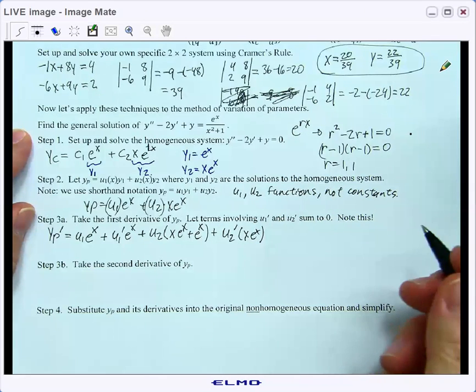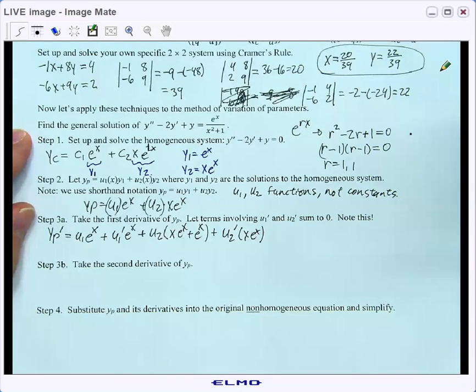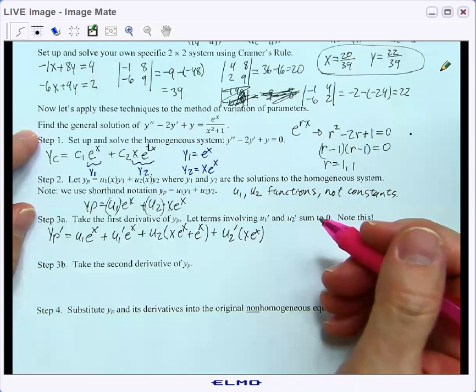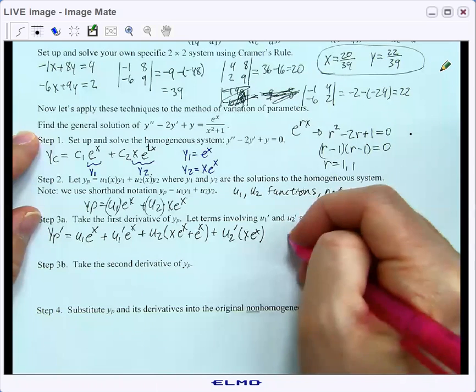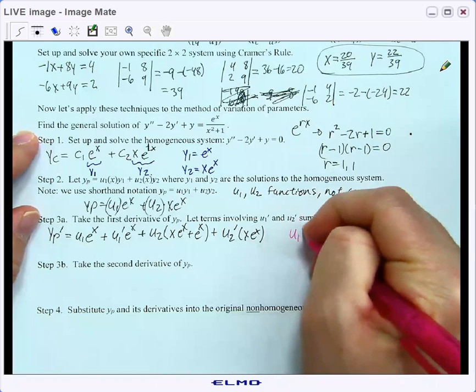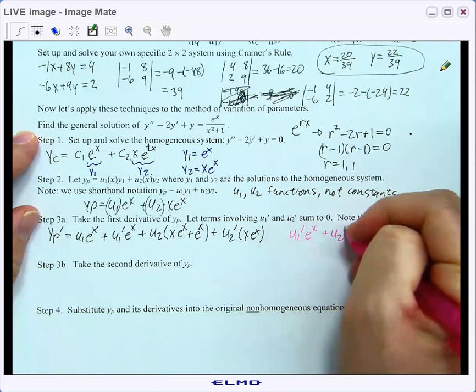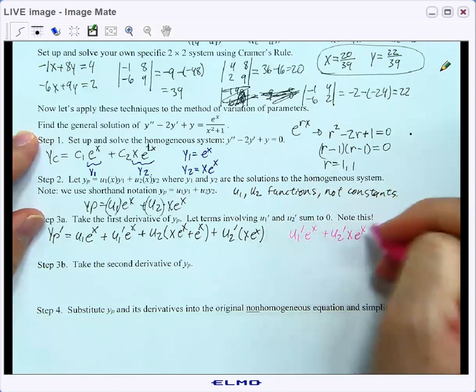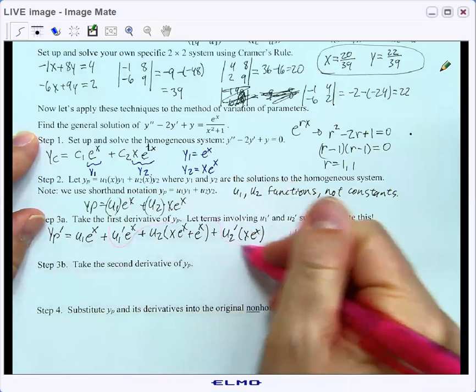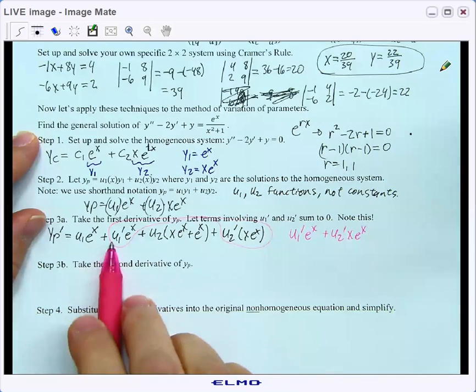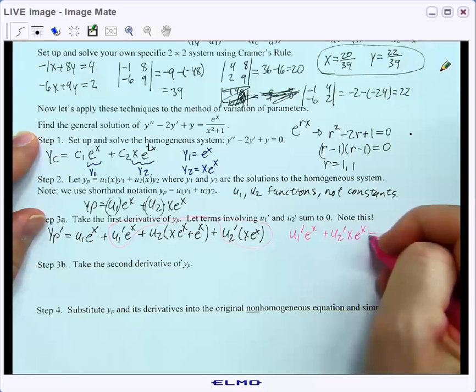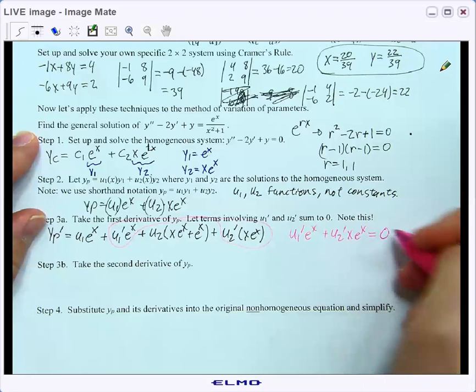Okay. And what I'm going to do is take the terms that involve u1 prime and u2 prime, u1 prime e to the x plus u2 prime x e to the x, and I have some flexibility here because I have chosen the two u functions. I'm going to set those equal to 0 for now.